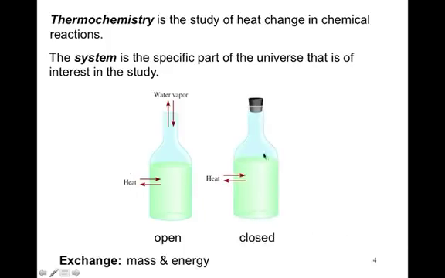We then have a closed system. Here we've put a stopper in this bottle. So in a closed system, we're not going to be able to exchange that mass anymore. We can't pour any more liquid in or pour any liquid out, but we can still exchange heat. If this were, for example, hot coffee or tea, it would eventually cool down through that glass. So we can still exchange energy through a closed system.